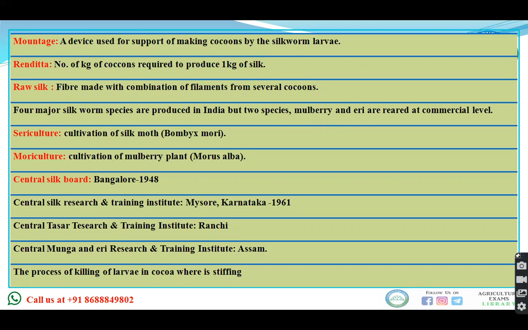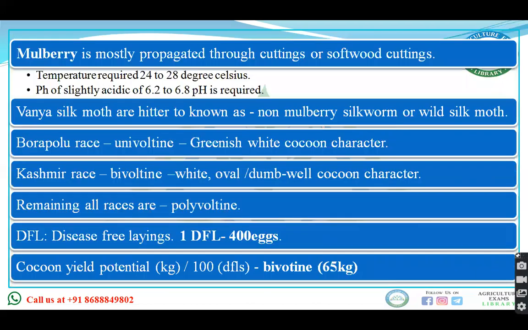After that, I've told you. Now, sericulture is the cultivation of the silk moth. Moriculture, this you have already seen. The Central Silk Board is situated in Bangalore. It was established in 1948. The Central Silk Research and Training Institute is in Mysore, Karnataka. The Central Tasar Research and Training Institute is in Ranchi. The Central Muga and Eri Research and Training Institute is in Assam. And the process of killing the larva in the cocoon is stifling. Okay, terminology is very important.